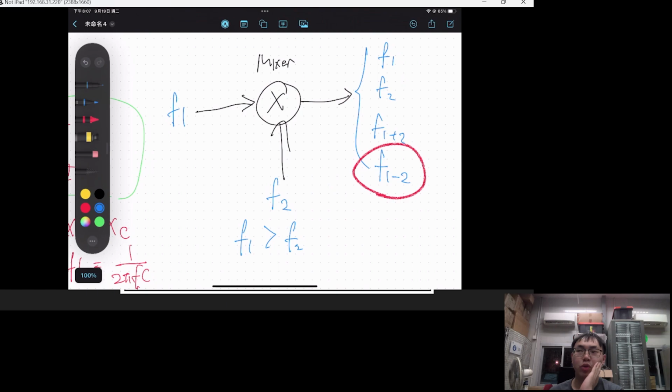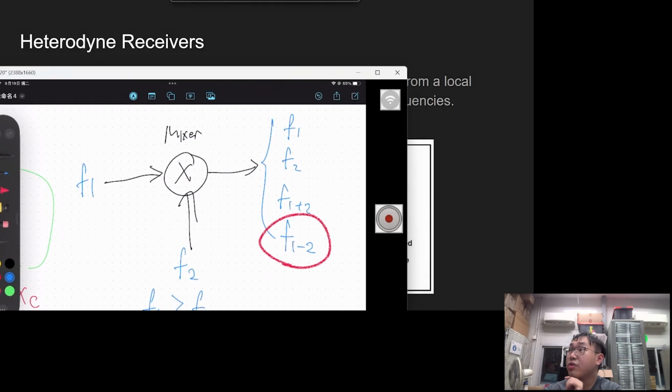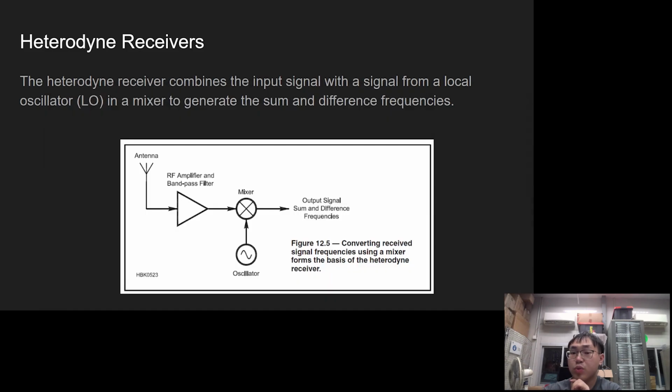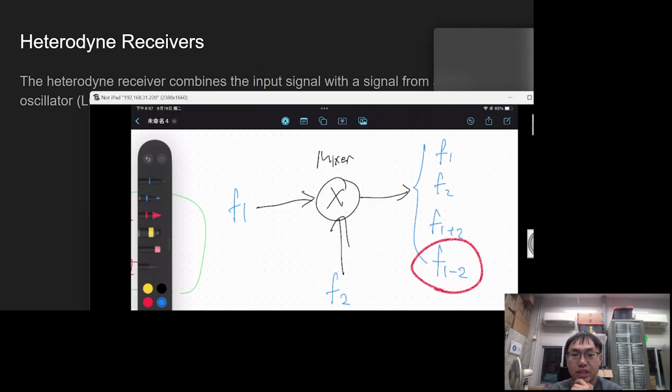But this is a normal super heterodyne receiver, where the receiver's signal frequency is greater than the oscillator, so it can make a difference. Okay? And this kind of system will have a problem, but this is really good already. We will talk about what will have the problem. Okay? So you see that F1 and F2, right?